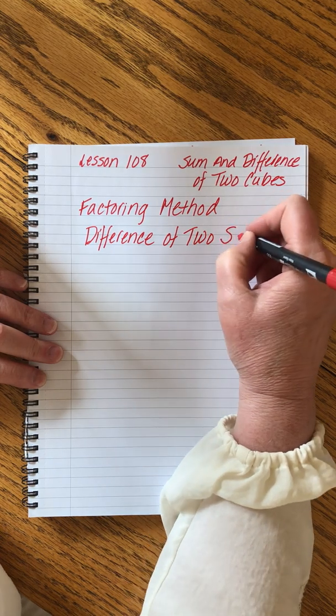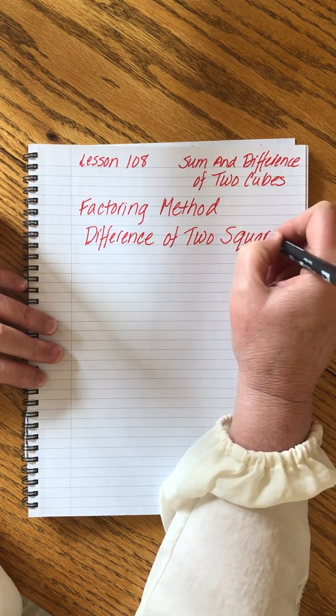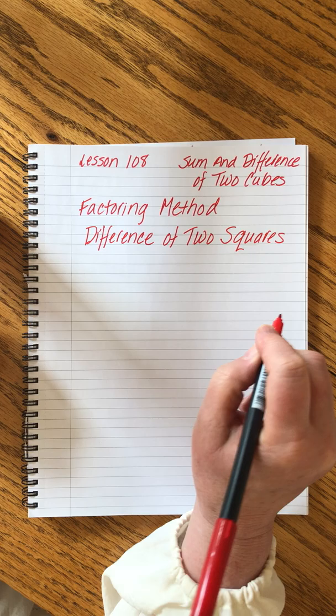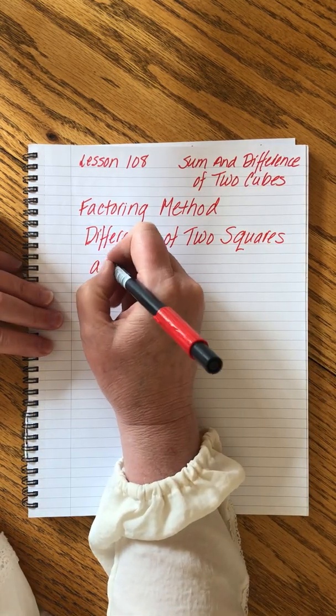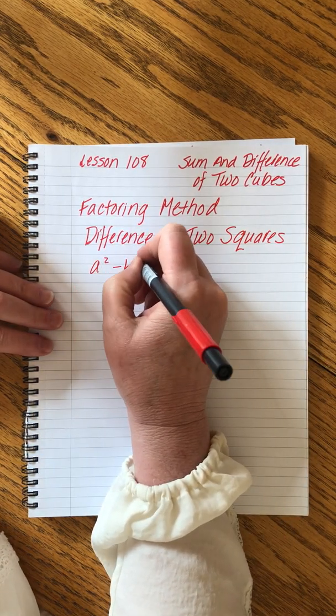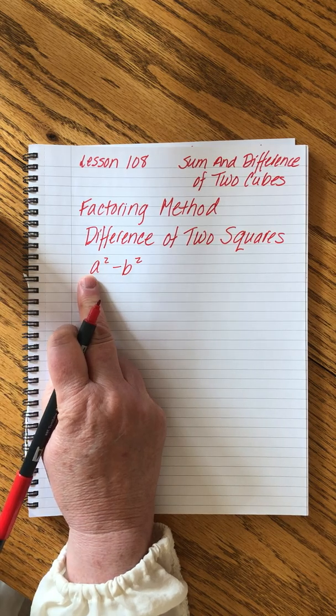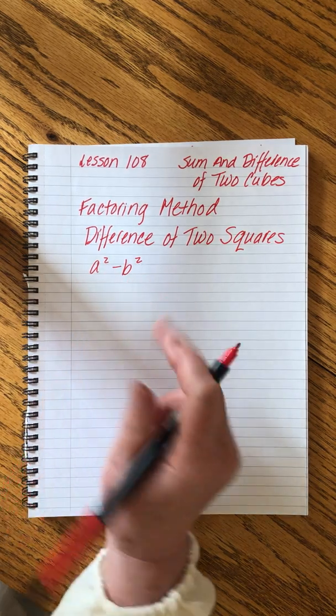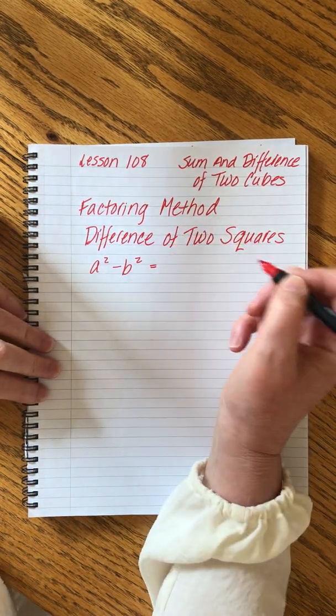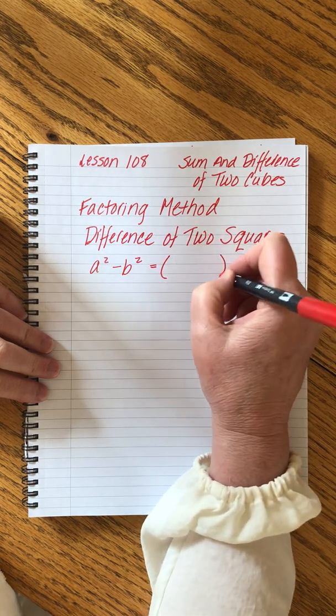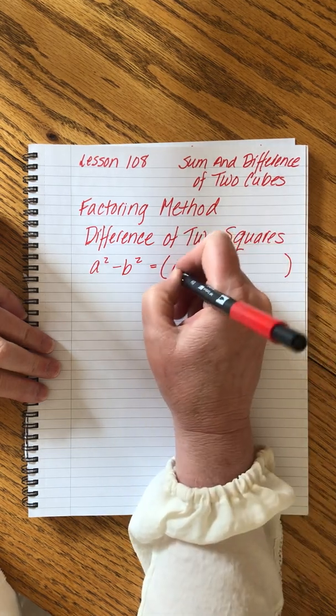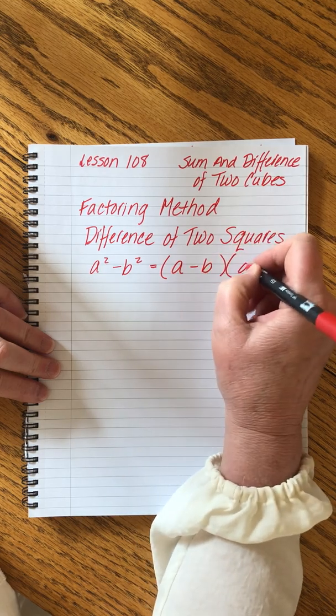We call it difference of 2 squares. We learned it a long time ago. And what we learned is that if you have an expression that looks like this, it's something squared minus something else squared, you can factor that quickly and automatically. You don't even have to think about it. You follow this pattern, A minus B, A plus B.